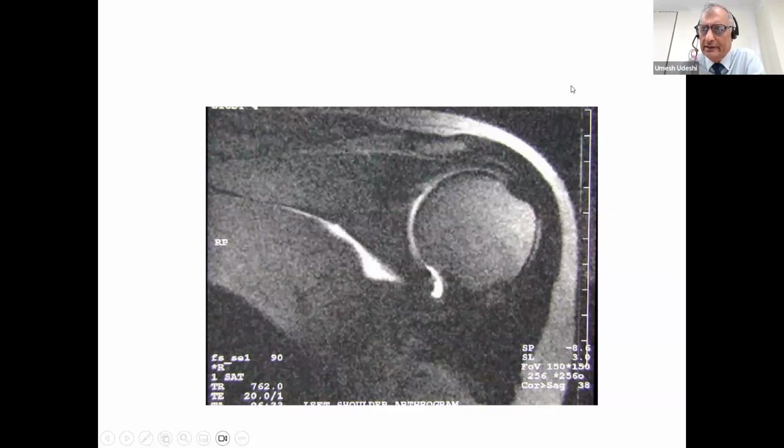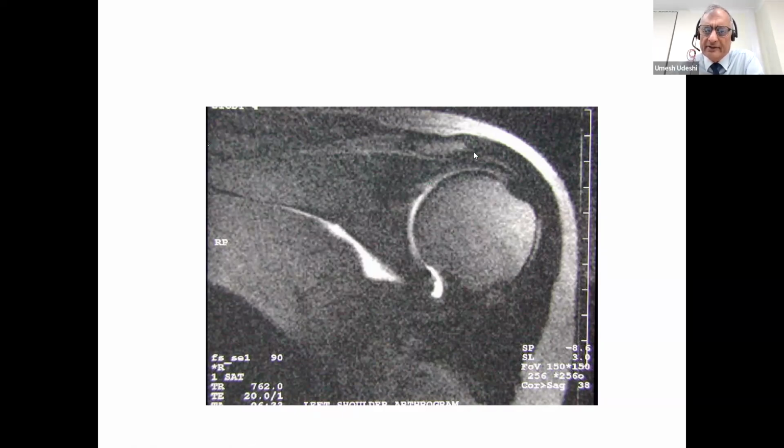Fluid leaking from the joint. Well, we've got axillary recess here. Yeah, so what's this over here? That's a good question. I'm not 100% sure what that is, but there's certainly a tiny bit of fluid in the recess.